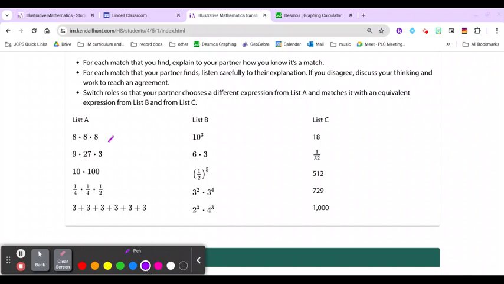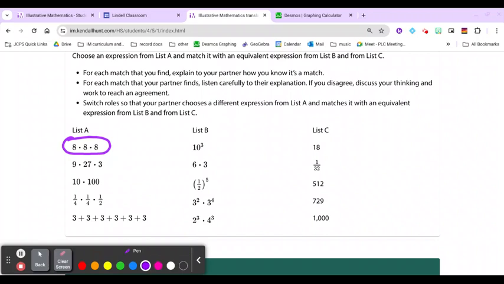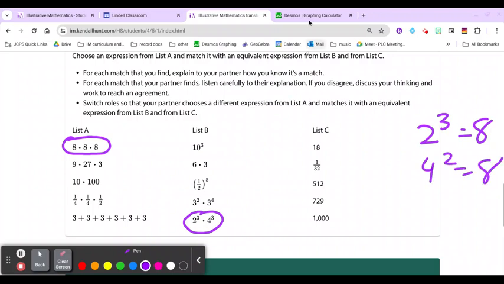List A is 8 times 8 times 8. That would be 8 to the third power. And I don't see 8 to the third power here. So since it's multiple choice, let me look and see which of these looks like it can be related to 8 to the third power. Now I do know that 2 to the third power equals 8, because 2 times 2 times 2 is 8. And I also see here 2 to the third power times 4 to the third power, well, 4 to the second power equals 8, right? So maybe this is related, and we can check on Desmos.